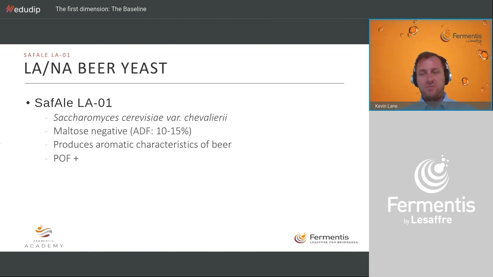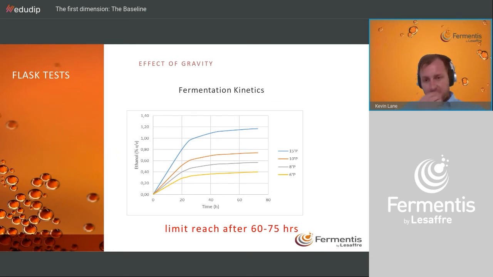Not very much when you compare that to the rest of the yeasts, which are going to be 70, 80s, 90s, up to 100. This strain does produce the aromatic characteristics of beer, so we'll take a look at that briefly in a couple of slides. It is POF positive, but because you have such a limited amount of fermentation, the 10 to 15%, you don't have that strong of an expression of POF, of phenolic character, which we will talk about later as well.